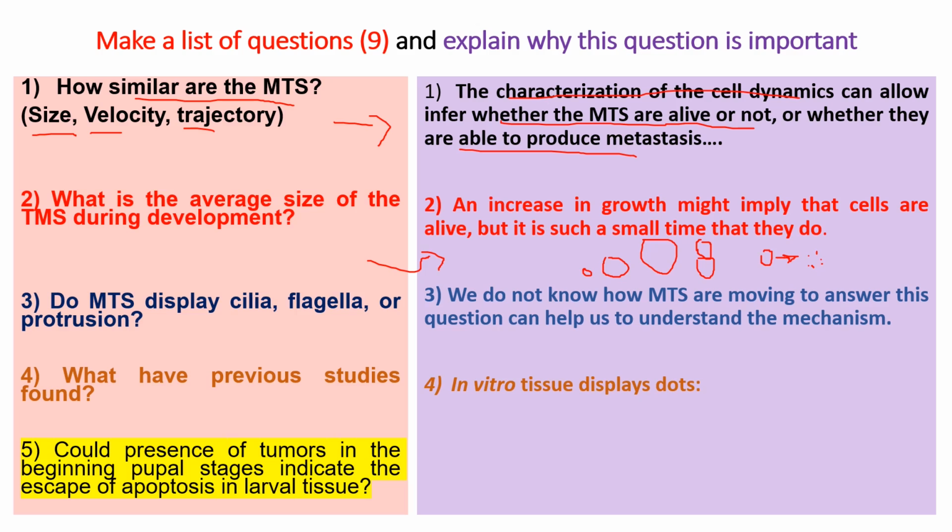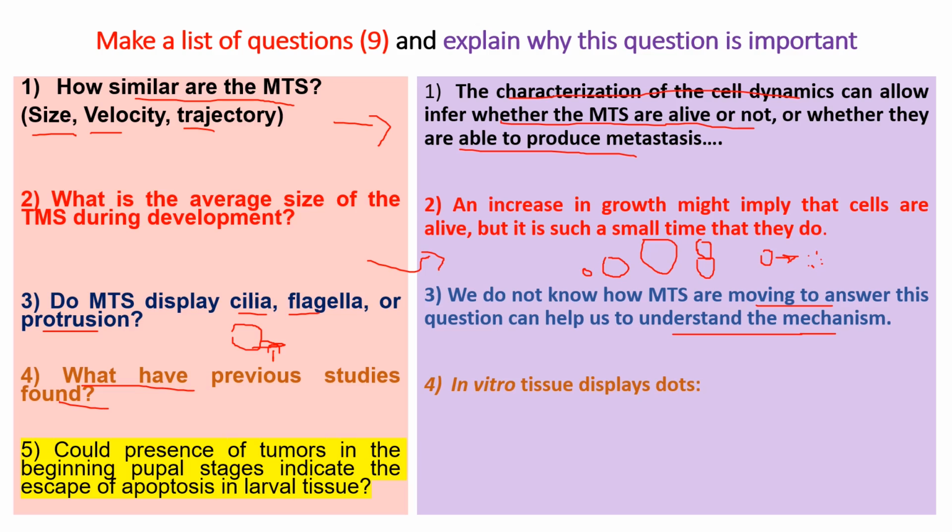Another example of a question is, do you see those spots displaying cilia, flagella, or protrusions? A protrusion is when the cell has an actin elongation that allows it to move. So cilia, flagella, or protrusions. These protrusions are like fingers that allow cells to move. This can help us understand the mechanism, how they are moving. Maybe they move because they have protrusions, or because they have flagella, or an actin structure.